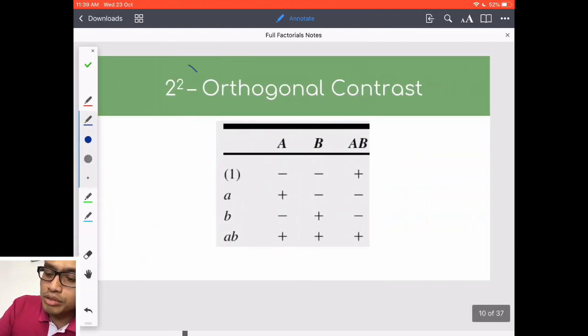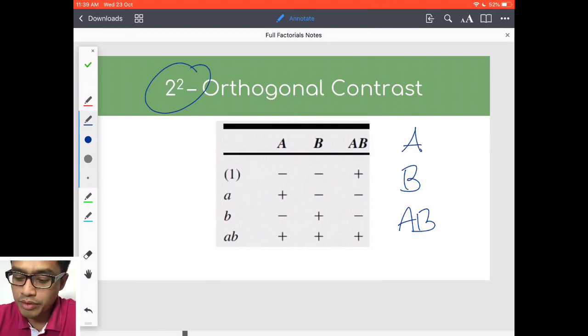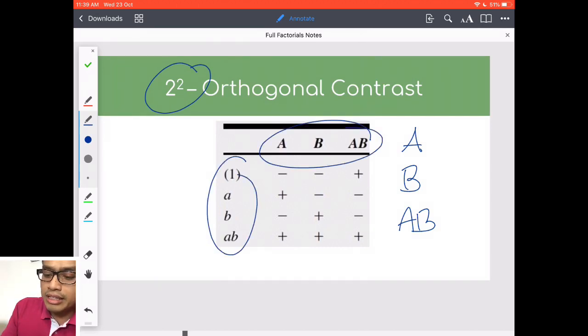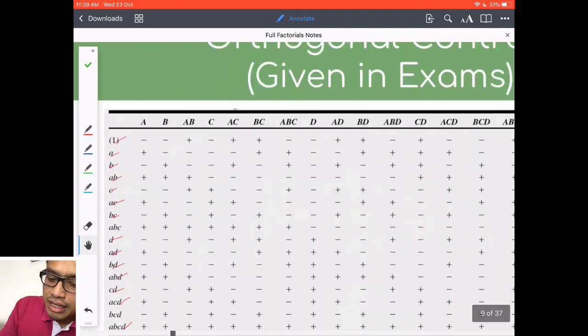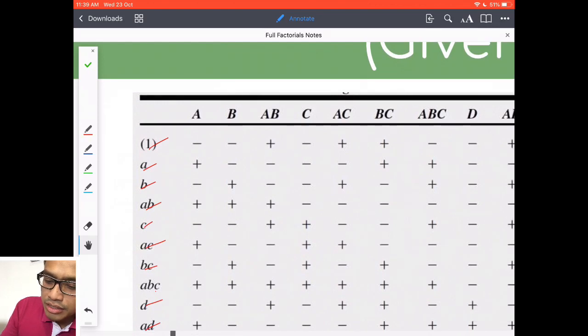So 2 to the power of 2 means you have factor A and factor B and interaction AB. You have seen this before, it is ANOVA 2 ways. So full factorial is a shortcut way to do ANOVA 2 ways. Full factorial is the ANOVA calculation, right? So you have this and this. So where did I get this from? If you go back to this slide, you can see it is taken from this section.